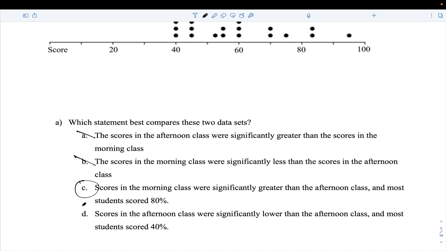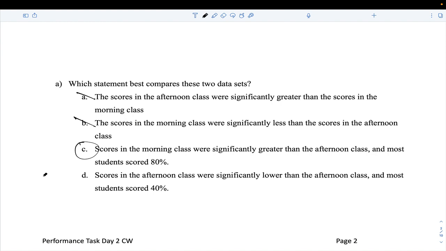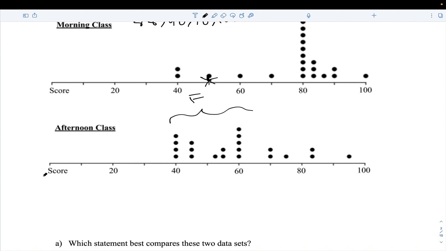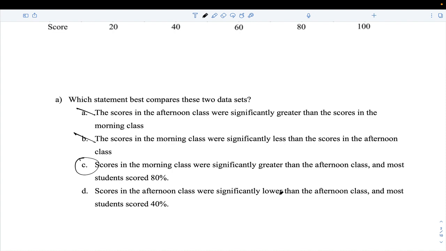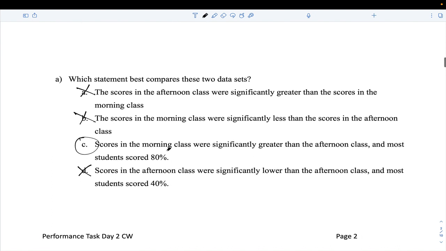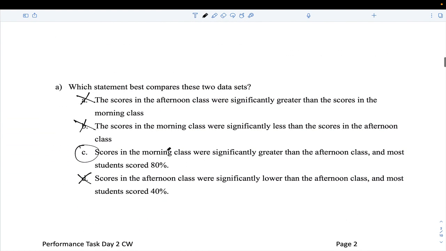And D, read it for me, Raiden. Scores in the afternoon class were significantly lower than the afternoon class, and most students scored 40%. Is that one true? Yes. No. Why would that be false? Hadley? Because it's comparing the afternoon class to the afternoon. Oh, did it say afternoon twice? Yeah. Wow. Okay. So yeah, that is not correct. Thanks for catching that detail. That's funny. Scores in the afternoon class were significantly lower than the afternoon class. That is definitely false. That is just a quick little sneak peek at what a dot plot would be.